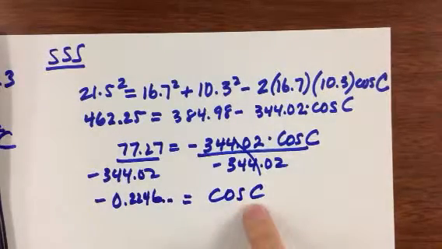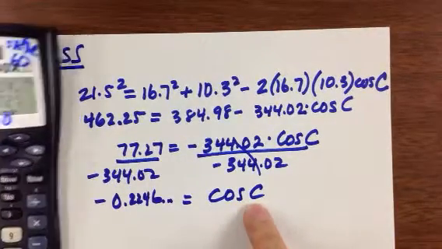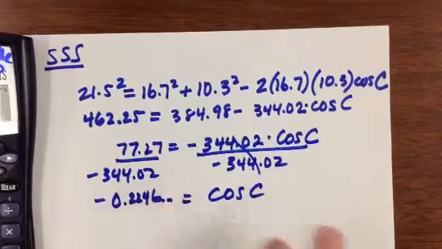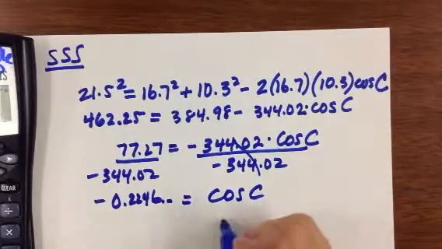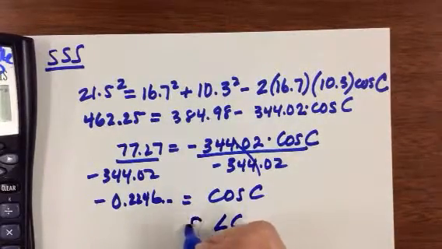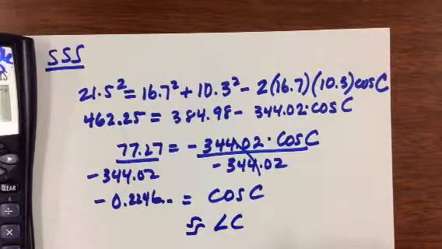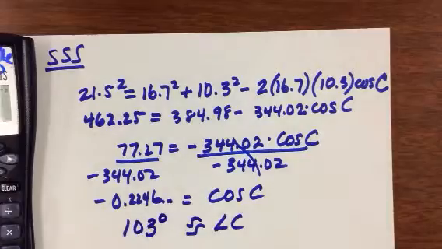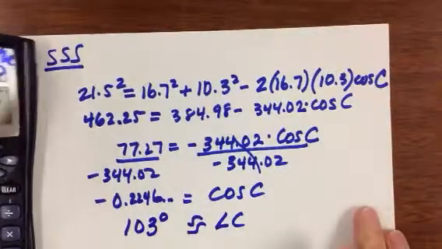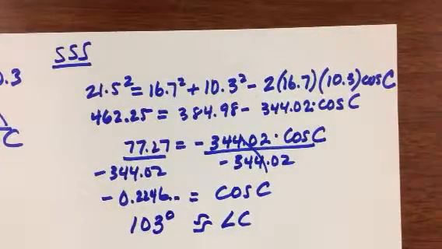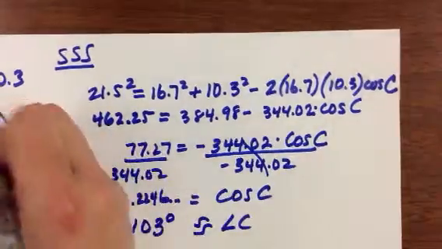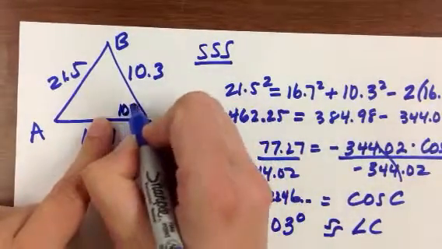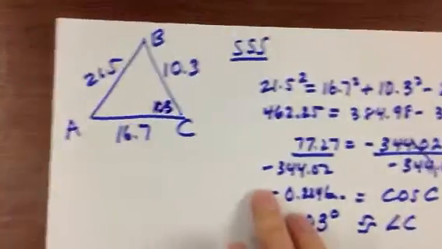But how do we get to that angle? We take the inverse cosine. So we use second cosine to get the cosine inverse, and we get angle C to be approximately 103 degrees. So we found one angle, and I'll come over here and fill that in, 103 degrees.